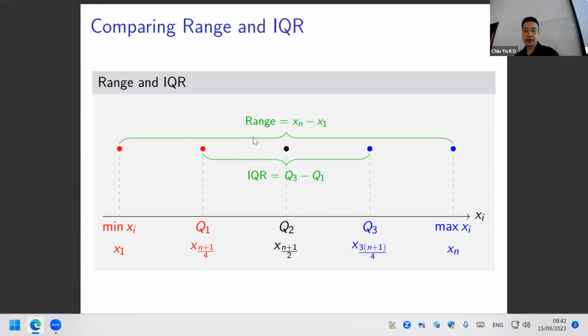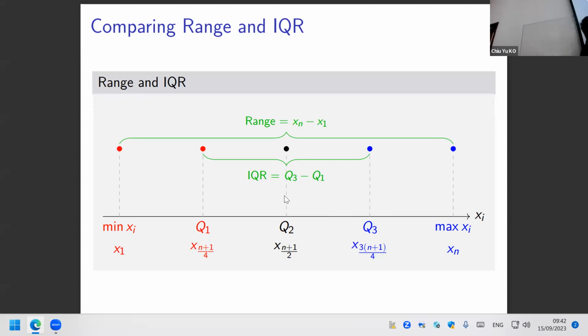You have data, and the median will be just Q2, right? In the first half, you take a median again, and that will be Q1. And in the second half, you take a median again, and that will be Q3. Then you calculate directly: the IQR will be just the difference between Q3 and Q1.